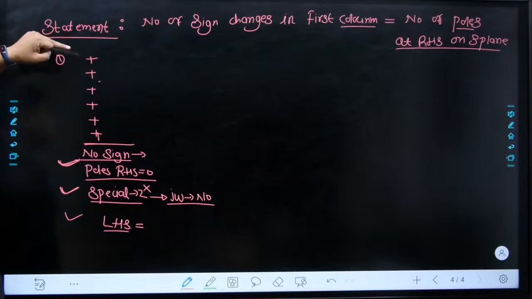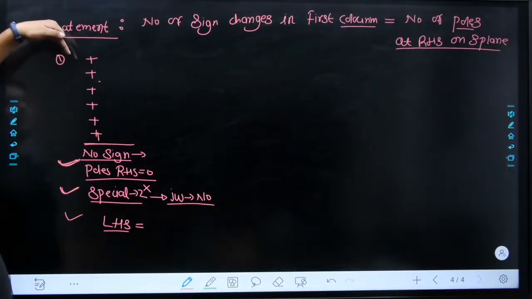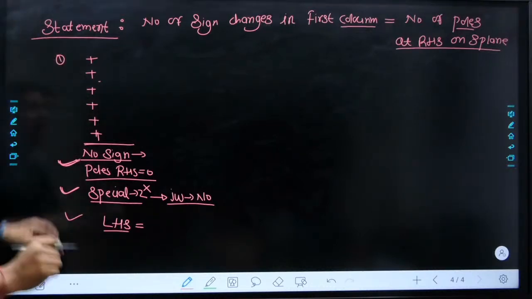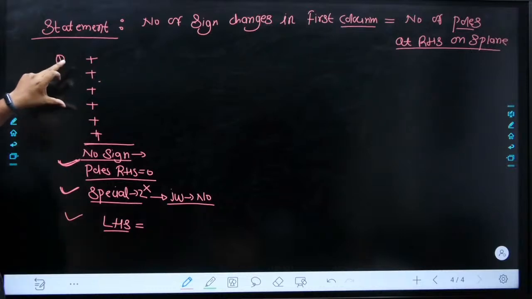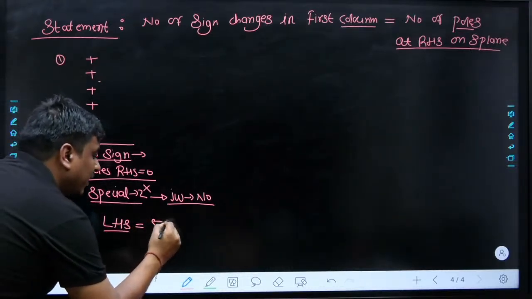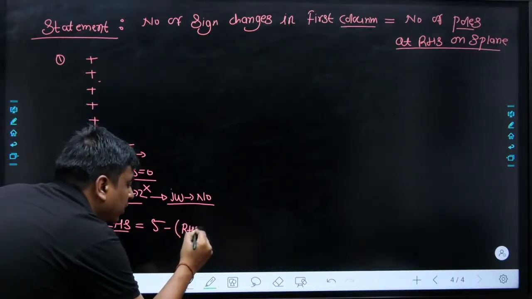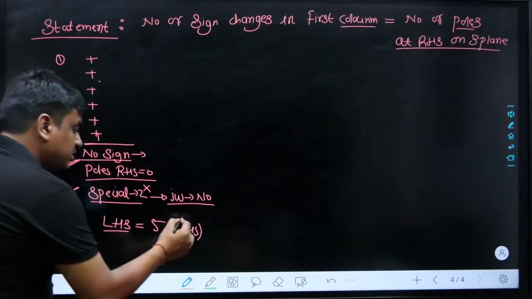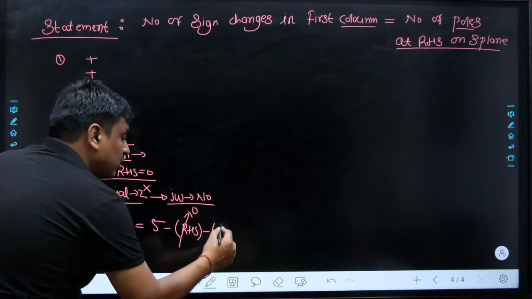How many rows did we have? 1, 2, 3, 4, 5, 6. That means it would have started from s to the power of 5 and gone till s to the power of 0. So how many total poles do we have? If the highest degree of the algebraic equation is 5, the number of poles would be 5, minus the number of poles towards the right hand side, which we can easily get from the number of sign changes, which is nothing but 0, minus the number of poles towards the j omega axis.